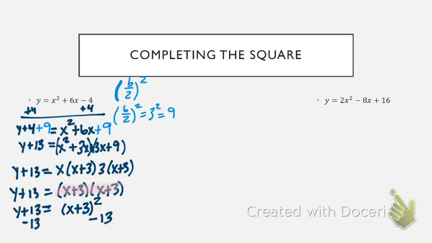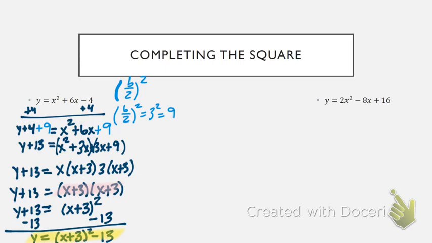Then the last step tells me to get y by itself, so I need to move this 13 back over. And this, in yellow, is my final answer. Completing the square allows me to take a standard form equation and convert it to vertex form. Factoring allows me to take a standard form equation and turn it into intercept form.